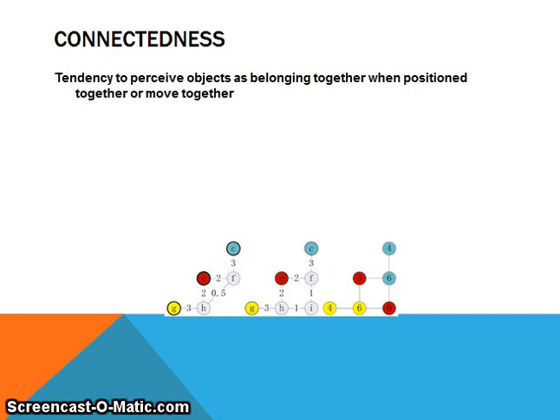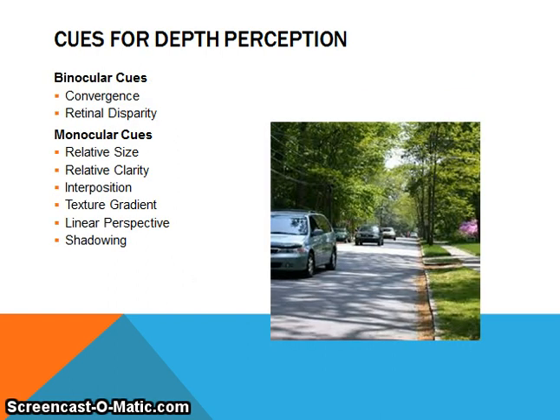Connectedness is the tendency to perceive objects as belonging together when positioned together or moved together. So this reminds me of a graphic organizer. They have lines or little connections going to one another, so we put them together because 4 isn't the same as C because it doesn't have a line going to it, while C has a line going to 3 and F and 2, which just makes sense because our mind puts it together because they are connected.